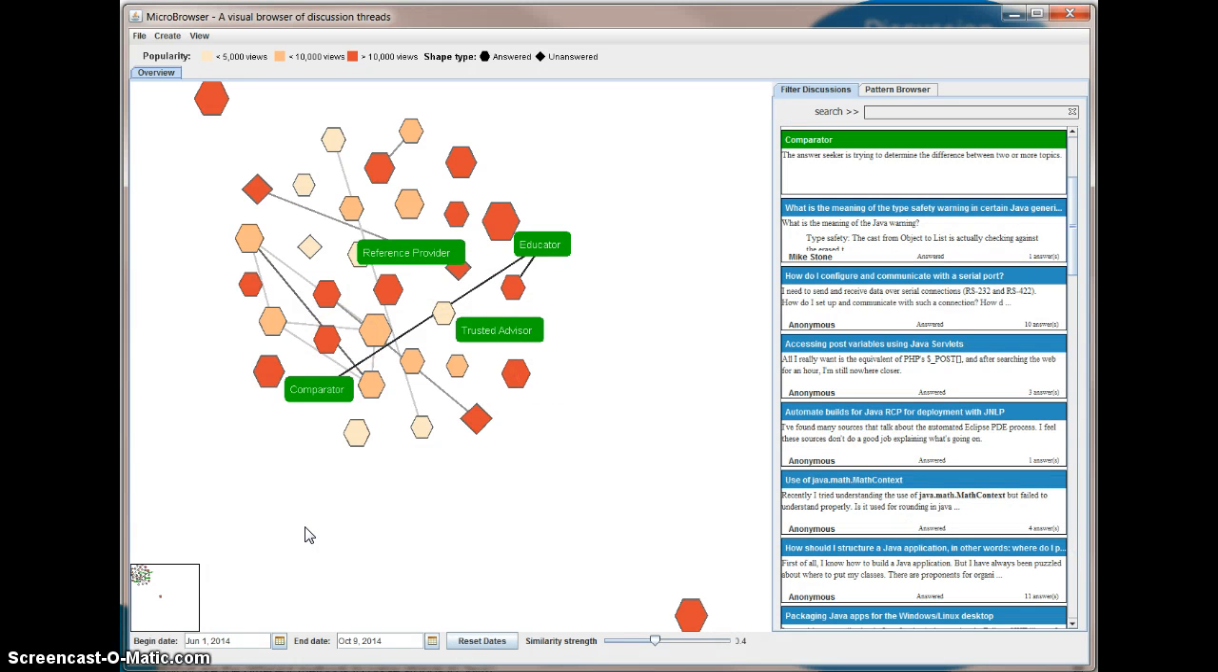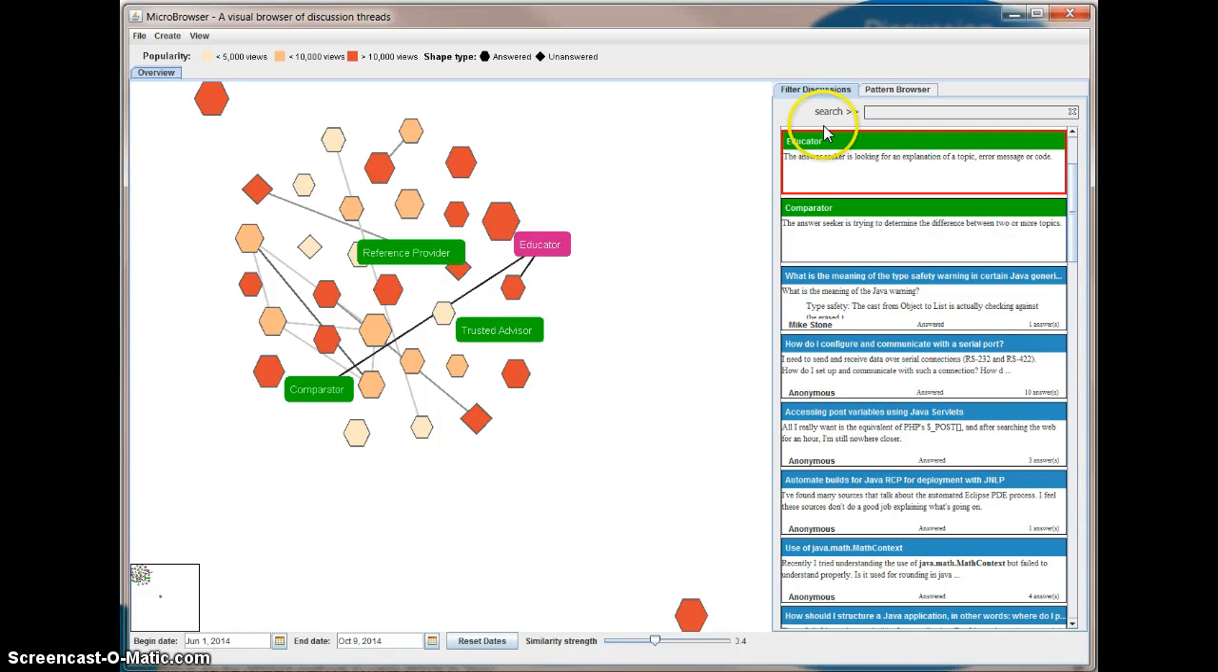Let us now assume the student was told to focus on discussions about performance views. Thus, the student can combine the date filter with the keyword filter.